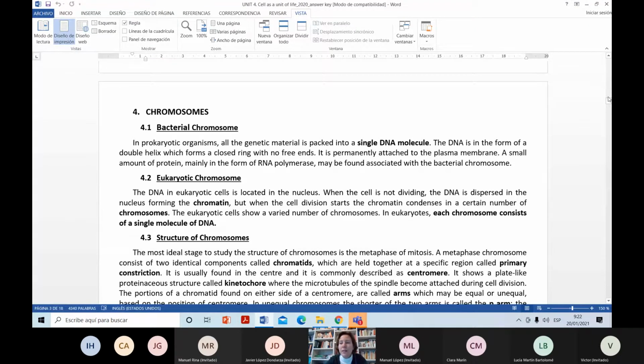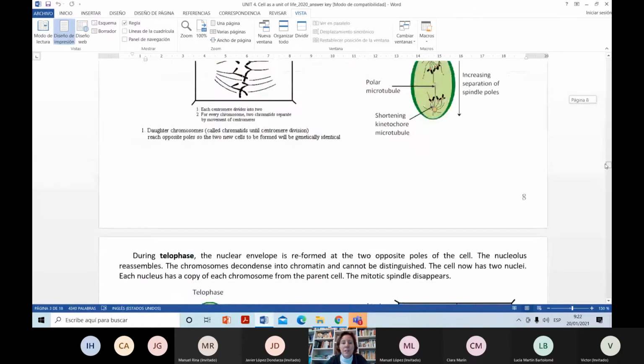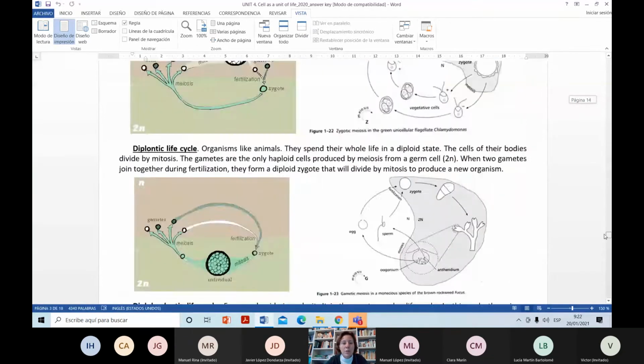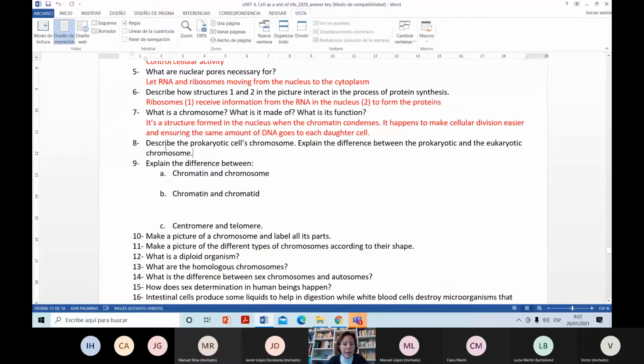Okay, that would be the third difference. Number of chromosomes, the closed ring, and is attached to the plasma membrane. That would be the 3 differences between prokaryotic and eukaryotic chromosomes, which was part of your question number 8.